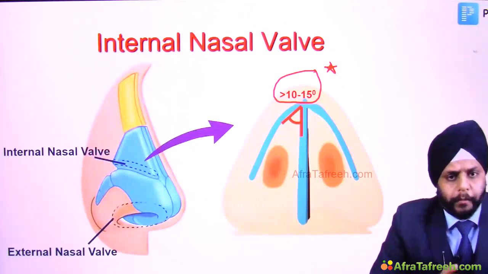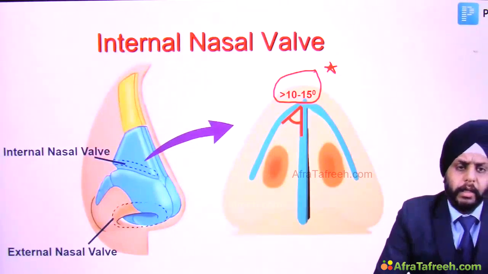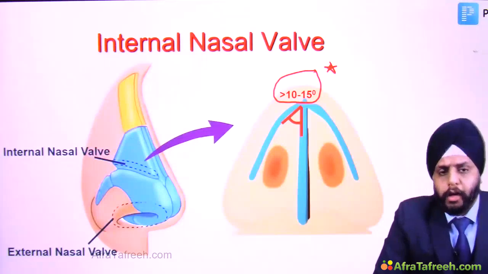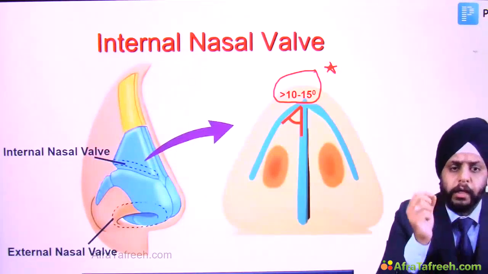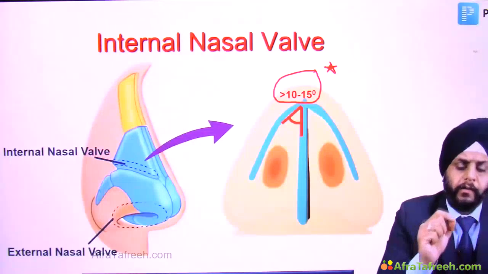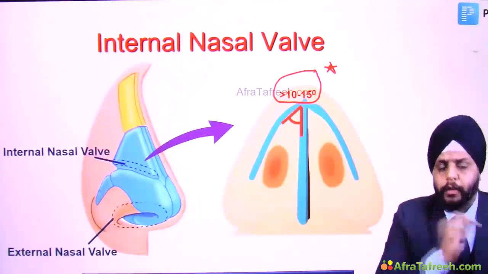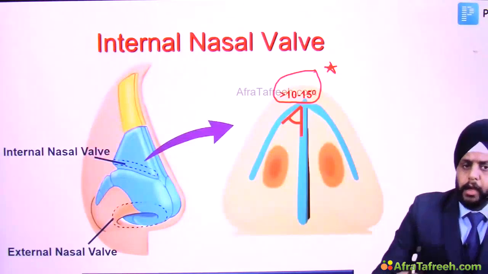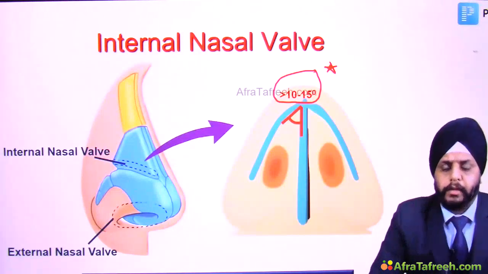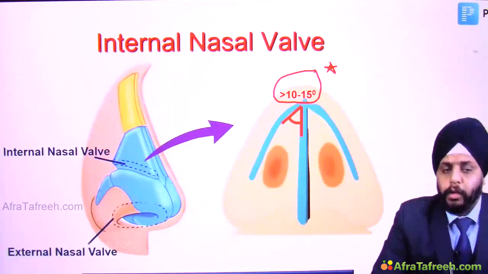Okay, now suppose there is a nasal obstruction. Also remember that this internal nasal valve is responsible for approximately 50% of the nasal airway resistance. Okay, how much? 50% of the nasal airway resistance is because of the internal nasal valve. Right? So this is a very important part in the cross section of the nose, because this is the part that will give the maximum resistance to the airflow. Any obstruction at this place can quickly block the whole nasal cavity.